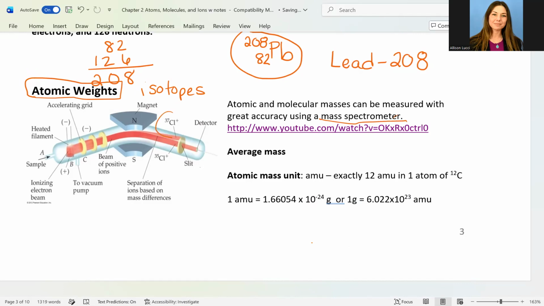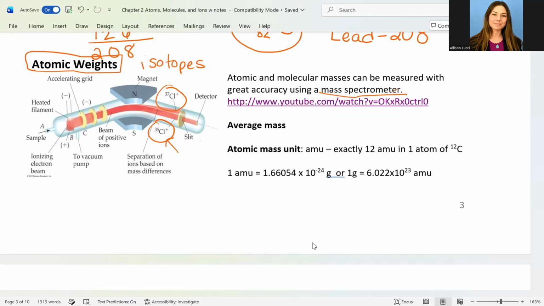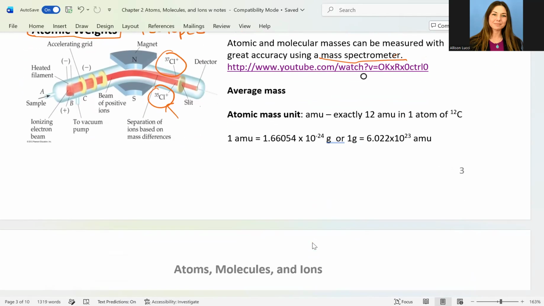So we can see here that this positively charged chlorine-37 reaches a detector shortly after the positively charged chlorine-35 isotope here. So the lighter isotopes would reach that detector first, and that's how we can calculate or figure out what percentage of different isotopes we have in a sample.